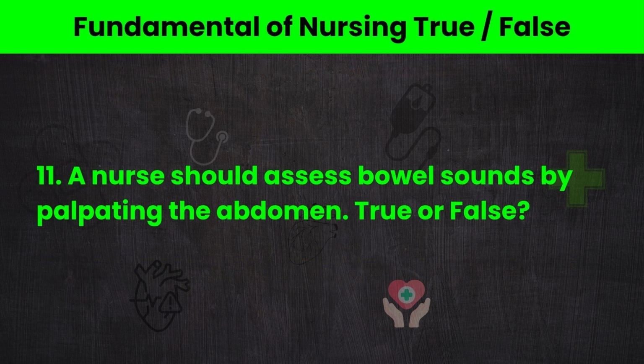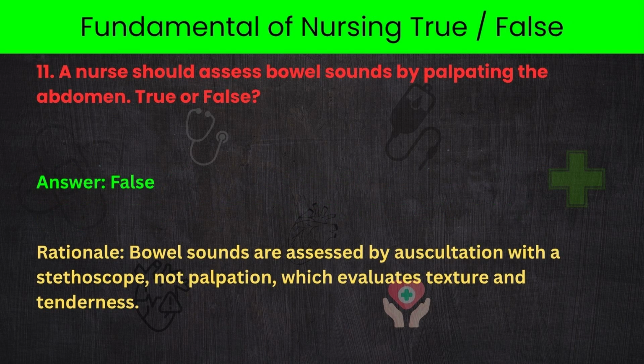11. A nurse should assess bowel sounds by palpating the abdomen. True or false? Answer: false. Rationale: bowel sounds are assessed by auscultation with a stethoscope, not palpation, which evaluates texture and tenderness.